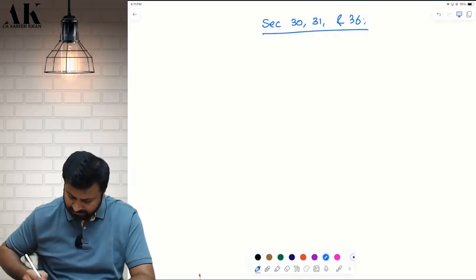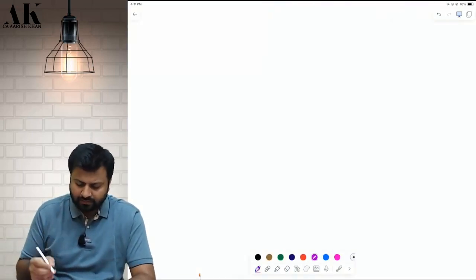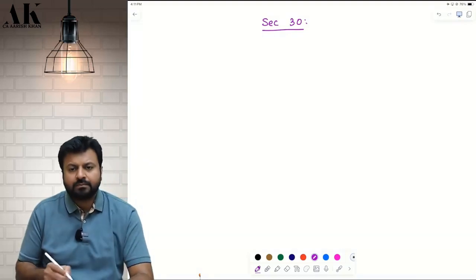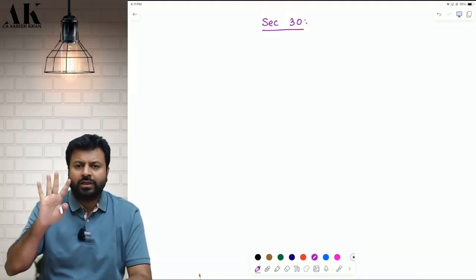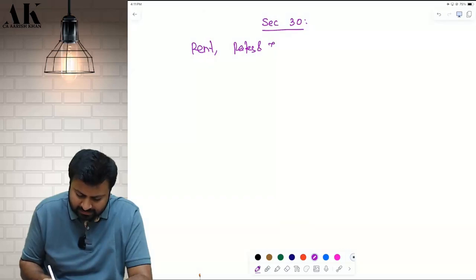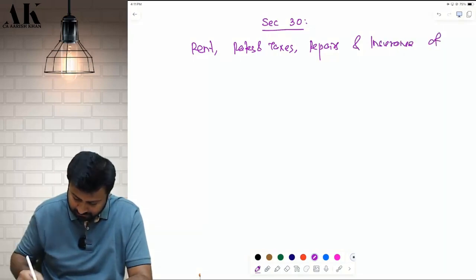Pay attention, please, all of you. I am starting with section 30 as of now. So what is section 30? Section 30 talks about 4 expenses. It talks about rent, rates and taxes, repairs and insurance, of what? Of building.